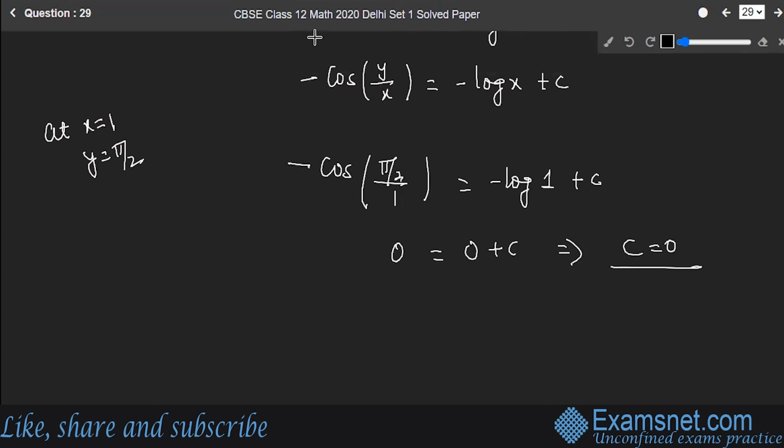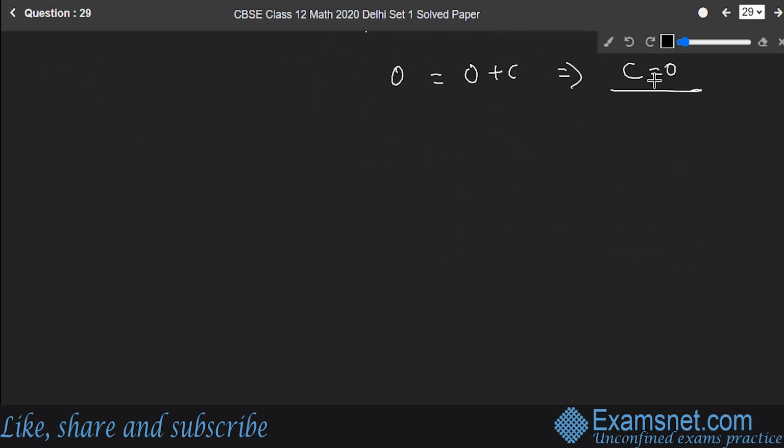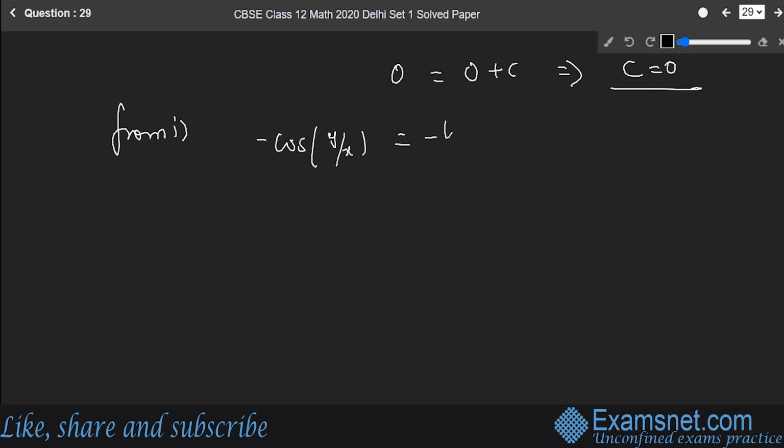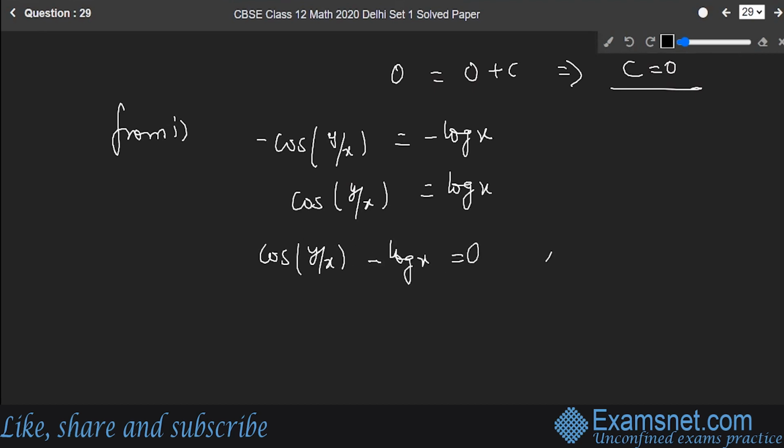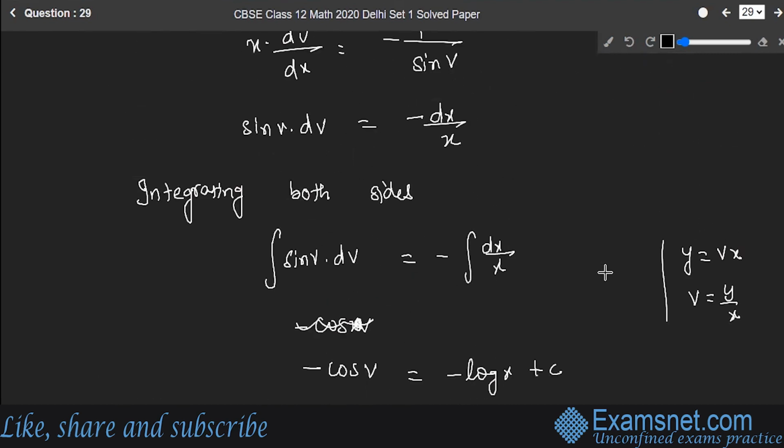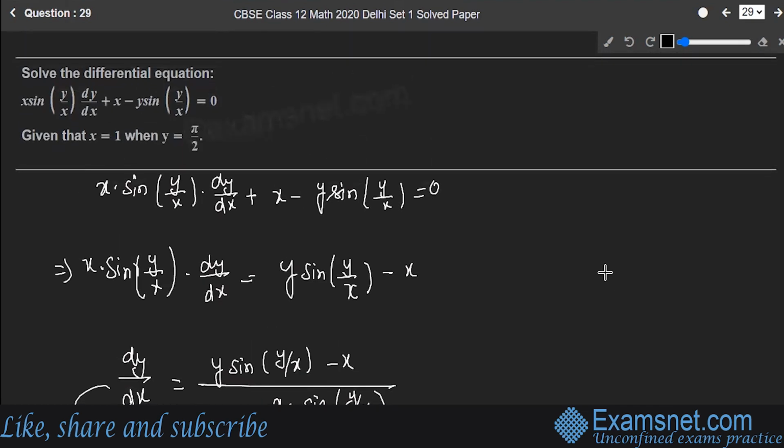So let's get back what we had from here. Let's say this is equation 1. So from 1, the equation becomes minus cos y upon x is equal to minus log x, or cos y upon x is equal to log of x, or cos y upon x minus log of x is equal to 0. This is the answer to the question. So that's it. We have solved and we got the answer as cos y by x minus log x is equal to 0. Hope you understood that.